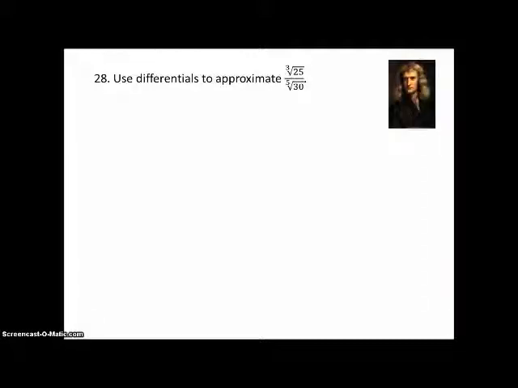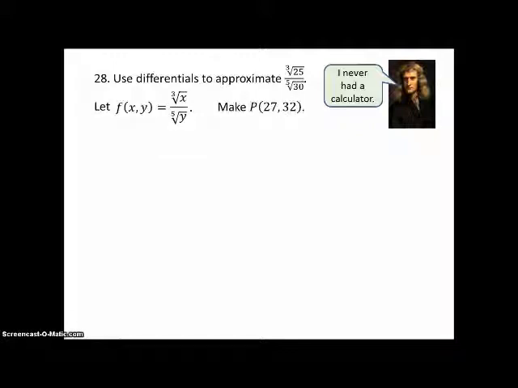Number 28. Use differentials to approximate this quantity. Well, now remember that Newton didn't have a calculator. I never had a calculator. So we're going to let our function have two independent variables, x and y. And so our function is the cube root of x divided by the fifth root of y. And our nice point has to be near 25 and 30, but come out nicely for our friend Newton. So we're going to use a nice point of 27 and 32, both numbers near 25 and 30.